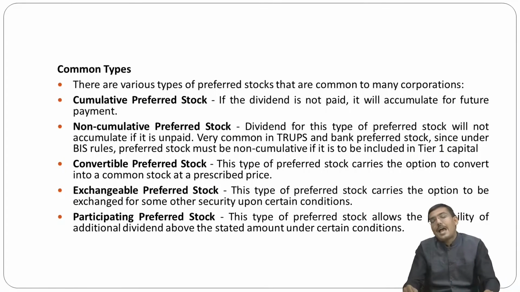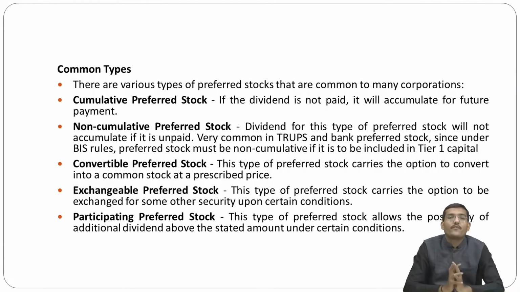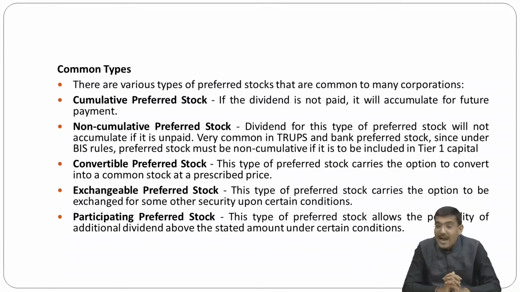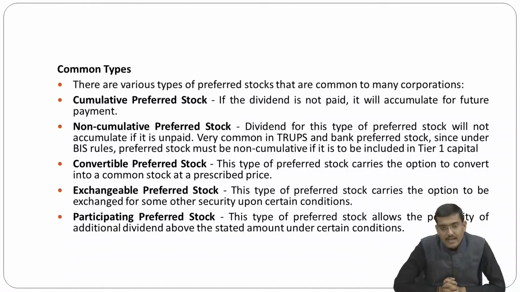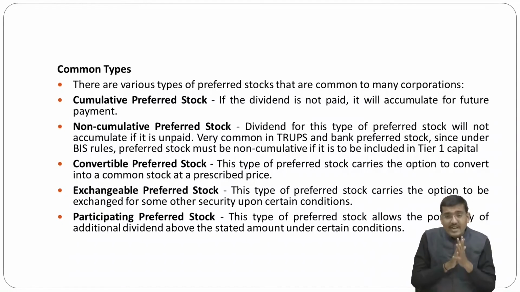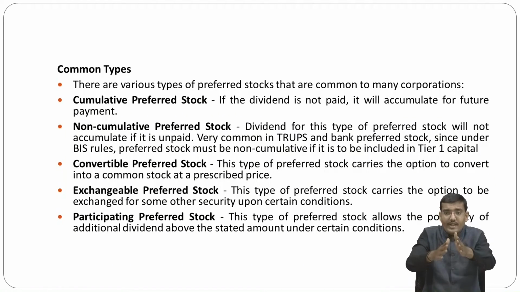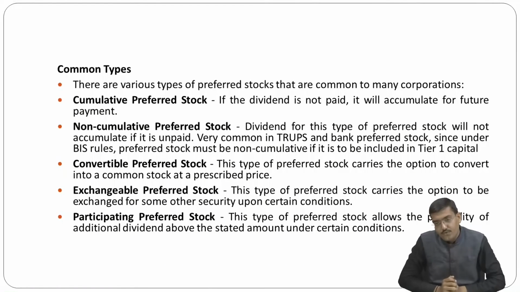The common types of preferred stock are, first, cumulative preferred stock, then non-cumulative, then convertible, then non-convertible or exchangeable, and participating. In the first point, cumulative preferred stock, my dear friends, if the dividend is not paid, it will accumulate for future payment.